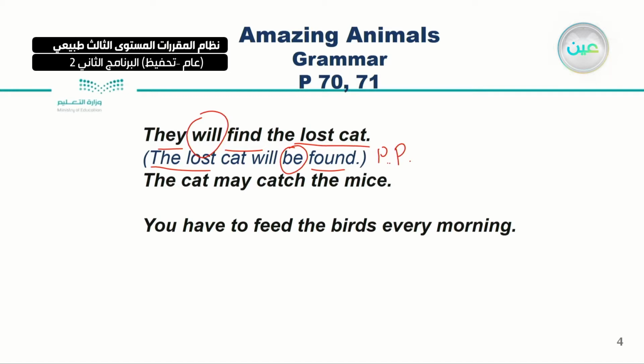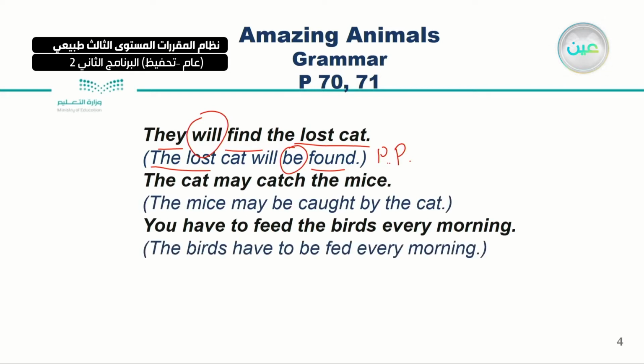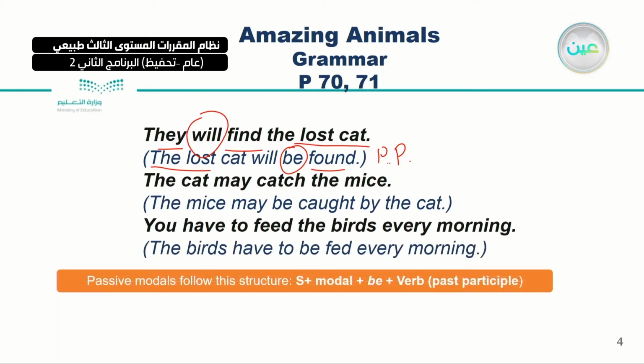What about the second one? The cat may catch the mice. We said that the mice may be caught by the cat. And number 3, you have to feed the birds every morning. And we said that the birds have to be fed every morning. Let's see the structure, how we can construct passive modals.